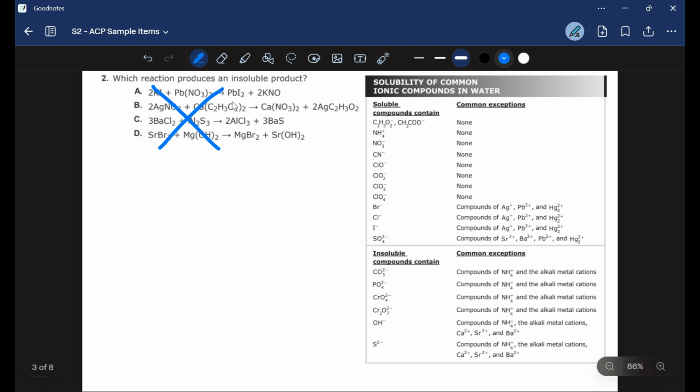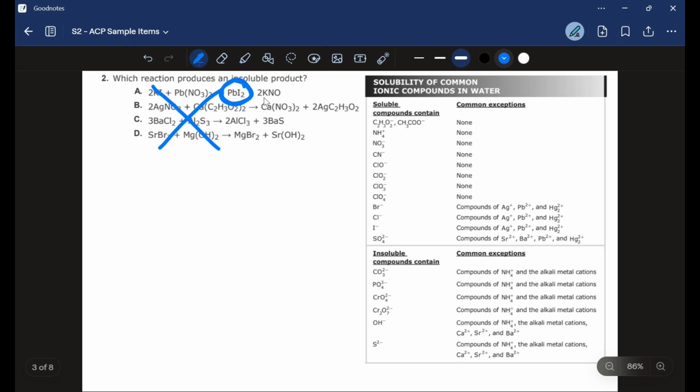So our first answer choice A, PbI2. I is down here. I is soluble, except when it's bonded to silver, lead, or mercury. We do have lead right there, which is an exception, which means that this compound is not soluble, but instead is insoluble. So immediately we found an insoluble product right here. However, you should go and check the rest of them just to be sure.